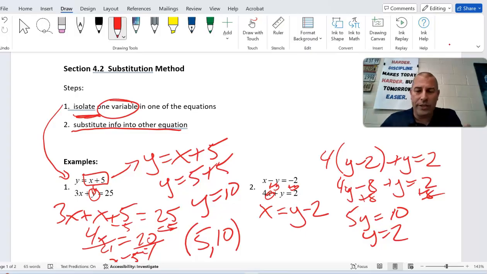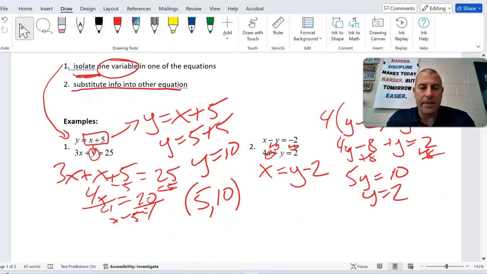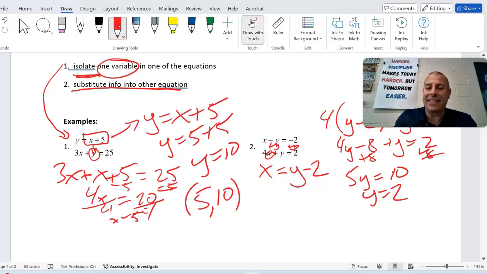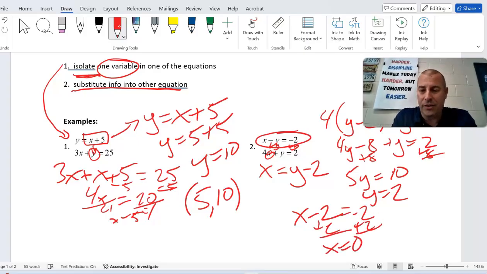Now, again, it doesn't matter which one I use. I can just grab the first one that's there. So in this particular case, when I plug that in, it'll just be an x minus 2. Again, we're just plugging it in. It said x minus y, but y is 2, and then equals a negative 2. So let's add the 2 over, and yep, x equals 0. So I've got the ordered pair 0, comma 2.